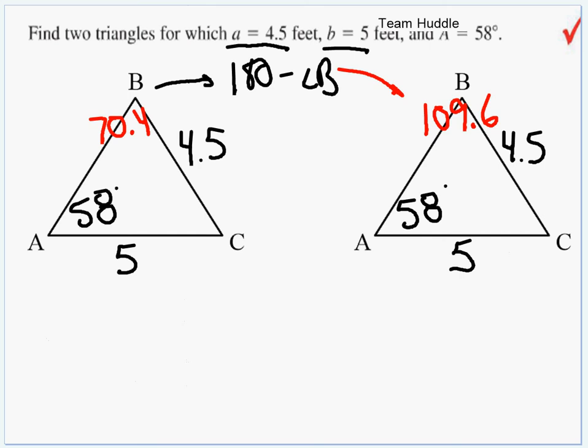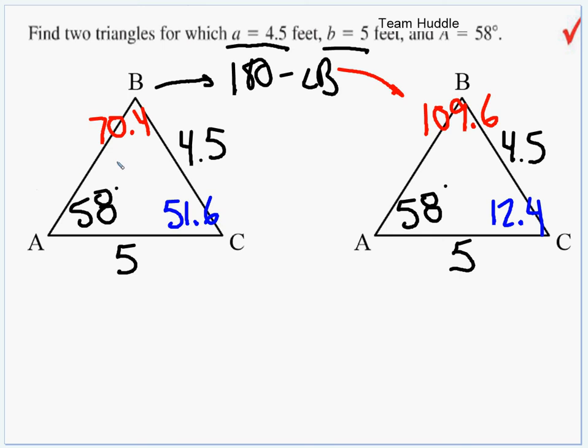I'll switch to blue ink. So here on this one with the 70.4 angle B, this angle C is going to be 51.6. And in our other triangle, angle B is bigger, so that means angle C is going to be smaller. Over here, there's only 12.4 degrees left for angle C. Okay, so we've got two triangles. They both have 180 degrees. Everything looks good.